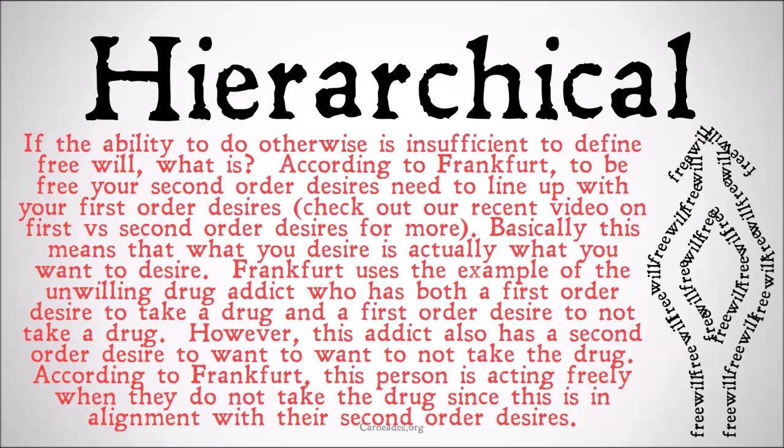Frankfurt uses the example of the unwilling drug addict, who has both a first-order desire to take a drug and a first-order desire to not take a drug. However, this addict also has a second-order desire to want to not take the drug. They have two competing first-order desires. They want to take a drug and they don't want to take a drug. But they have a second-order desire. They want to be the kind of person that doesn't want to take the drug anymore. According to Frankfurt, this person is acting freely when they do not take the drug, since this is in alignment with their second-order desires.